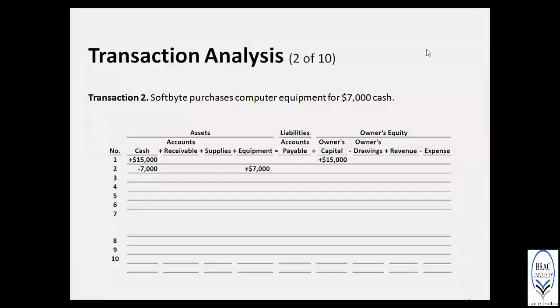In this next transaction, Softbyte purchased computer equipment for $7,000 cash. So in this transaction, Softbyte purchased an asset called computer equipment for $7,000 cash. In this accounting equation, we see the equipment account increased by $7,000, and because he paid by cash, the cash account has also decreased by $7,000.